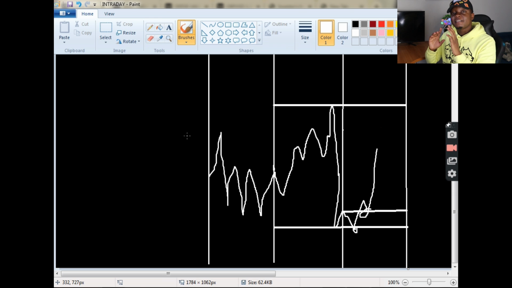So this strategy is the best when you know how to get the market direction. So if you have experience, you're an experienced trader, you know how to get the market direction, this strategy is gonna work perfectly with you. But if you're still new, you're still learning how to get the market direction, then don't worry, I'll also show you how you can get the market direction in this video.